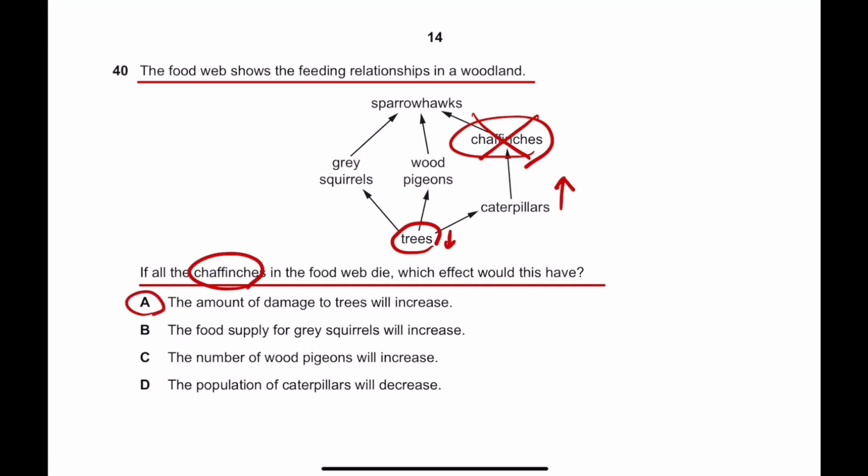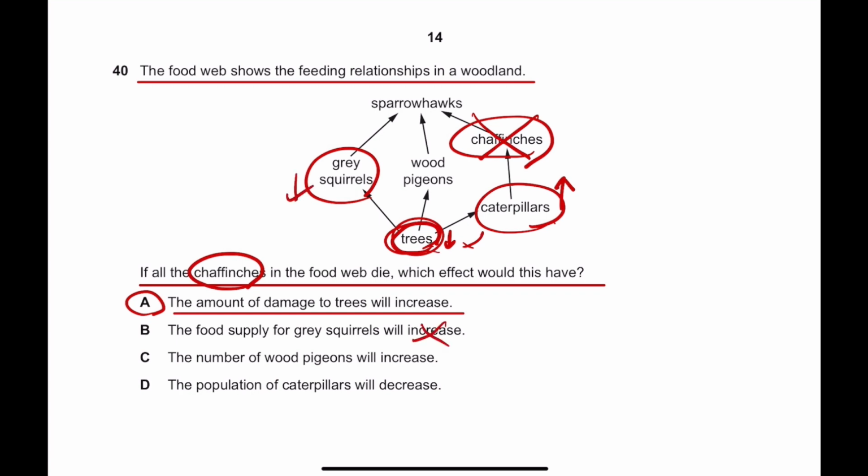The amount of damage to trees will increase. Right, so more caterpillars will eat the trees. So A is correct. B is not. The food supply for gray squirrels will increase? No. More damage will be done to trees, so the food supply for gray squirrels will decrease. The number of wood pigeons will increase? Nope, for the same reason. The population of caterpillars will decrease? No, like I said before, fewer chaffinches will cause an increase in the number of caterpillars.